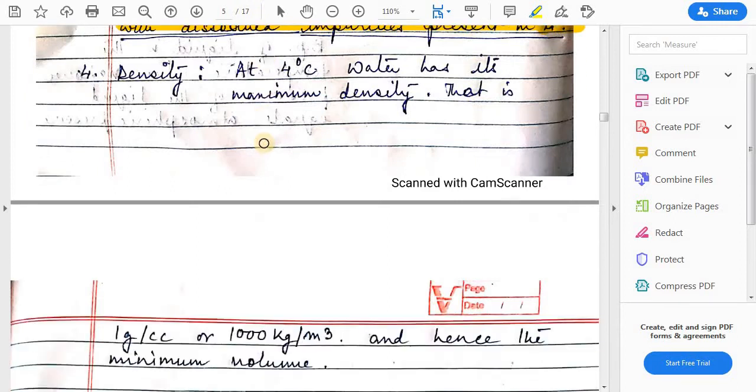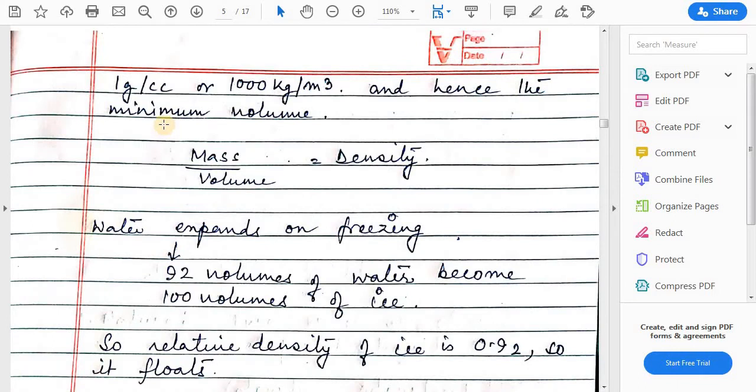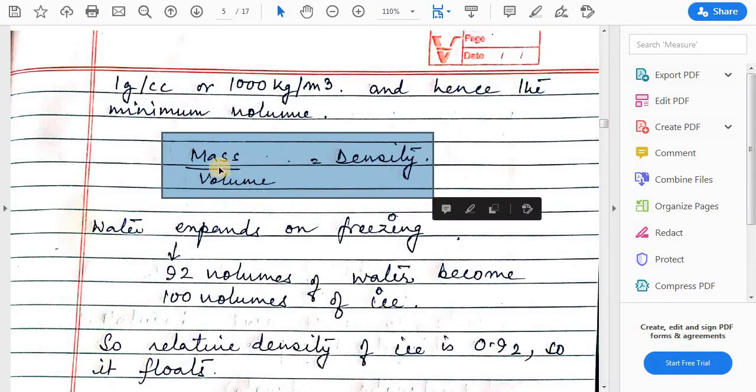Next come to the density. This is again a very important part. At 4 degrees Celsius, water has its maximum density, that is 1 gram per cc or 1000 kg per meter cube. So it has the minimum volume. Now remember this, mass per volume is equal to density. So if you have more volume, then density will be less. If you have less volume, then density will be more. Density is inversely proportional to the volume for a given mass.